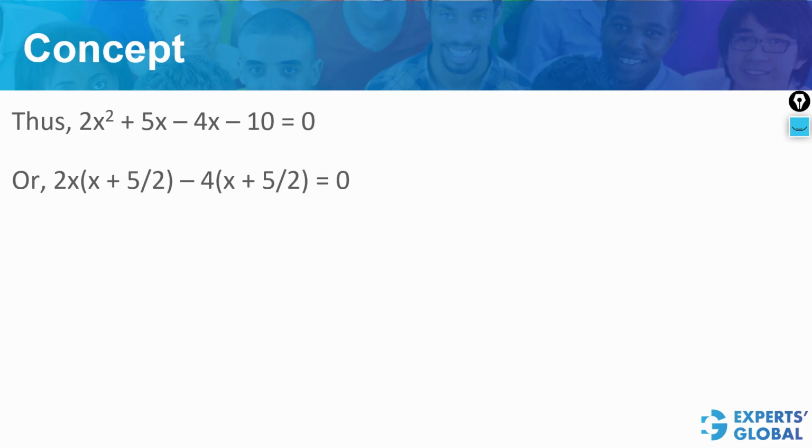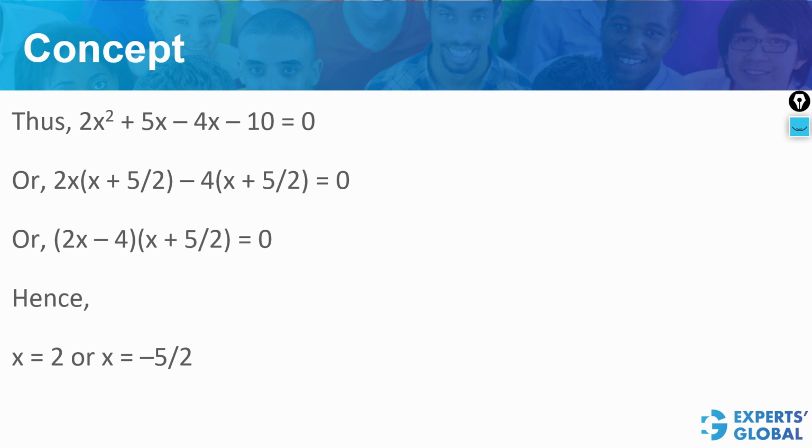When we take 2x common, we get this expression, which simplifies into this expression, which suggests that the two possible values of x are these.